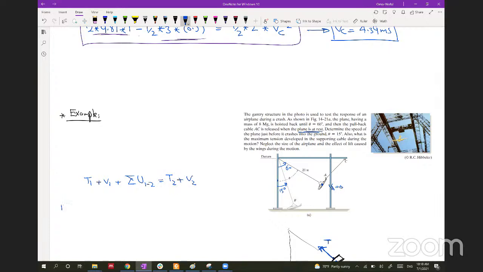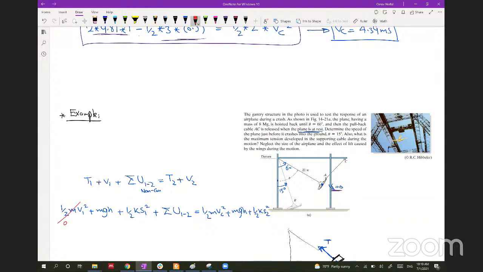And this is equal to half m v1 squared plus mgh plus half k s1 squared plus the sum from 1 to 2 of the non-conservative work, equal to half m v2 squared plus mgh plus half k s2 squared. So let's see what we have here. V1 starts from rest, so it is equal to 0, and this part will be 0.